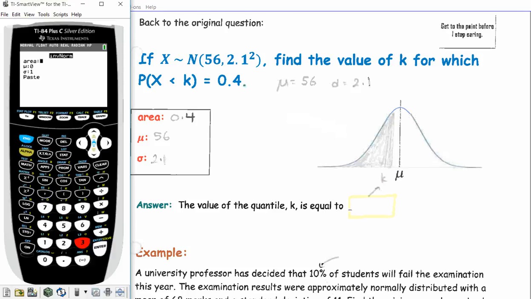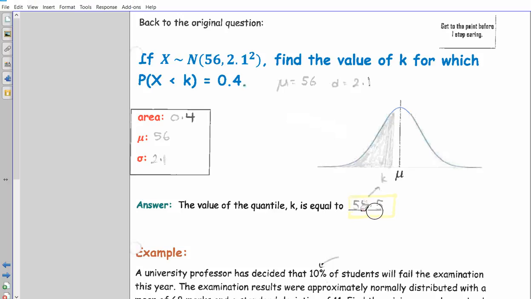So let's do a demo of that. Let's put in 0.4 for the area, 56 for the mean, standard deviation is 2.1. Go down to paste. See, this pops up and you just press enter again. So what would that be to 3 sig figs? That would be 55.5. So what that has told us is they've given us the area already.